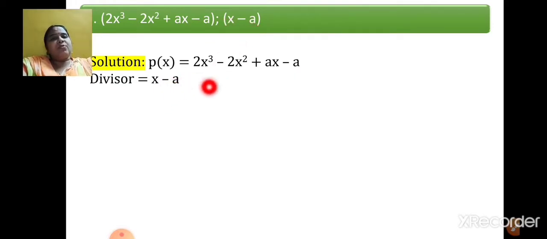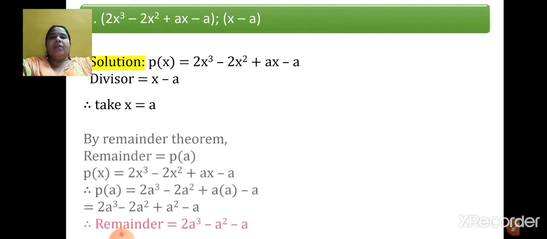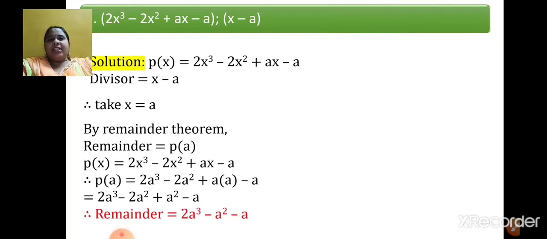What are you going to substitute as the value of x? Exactly the opposite of it. It is minus a, so I will be substituting x as plus a. Take x is equal to a, and by remainder theorem, what will we get? Wherever I see x now, I will substitute a. This statement is important and solving it in this way is important. Since it was x minus a, while substituting what will I take? Exactly the opposite sign. So x will be equal to a.